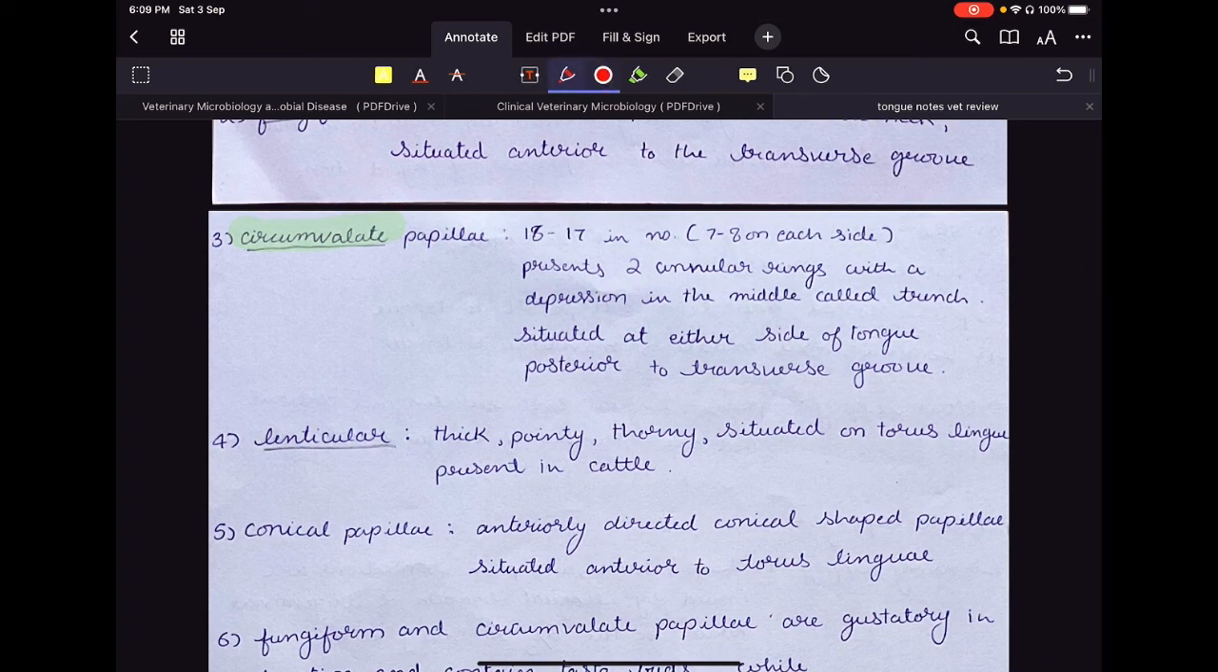And what is their unique feature? They have a depression called a trench surrounded by two raised rings, two annular rings. From the top, it will look like this, with a depression in the middle, and under the microscope the transverse section looks like this. So this is what circumvallate papillae are.